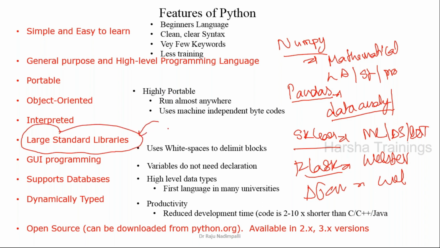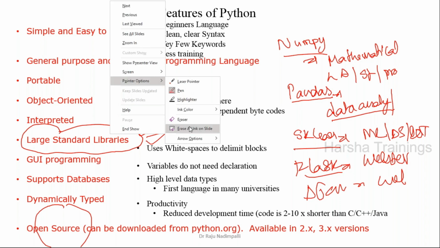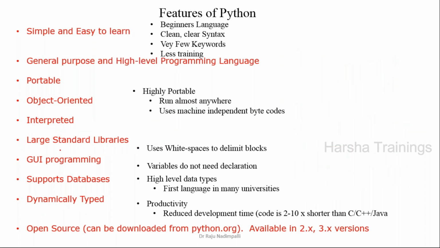I can develop my own library. You can develop your own library because it is open source. It is free and open source, so everyone can contribute to the software. Now, is it clear for everyone? Yeah. Next one is GUI programming.